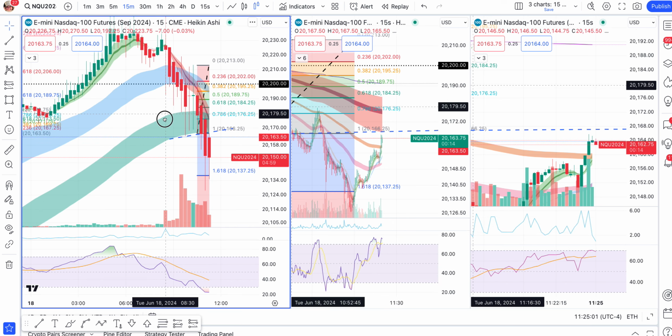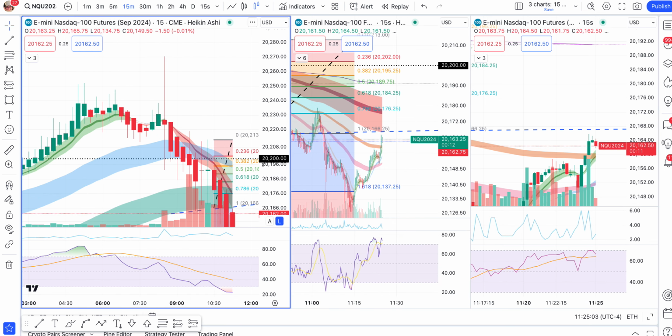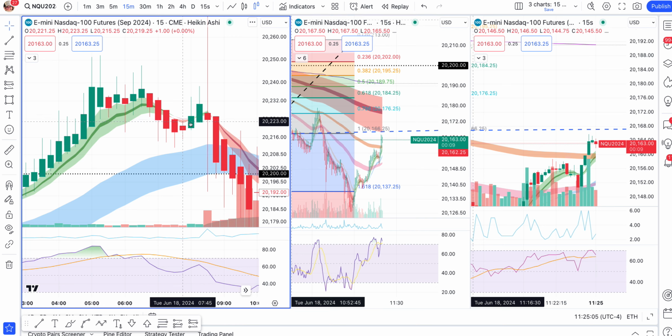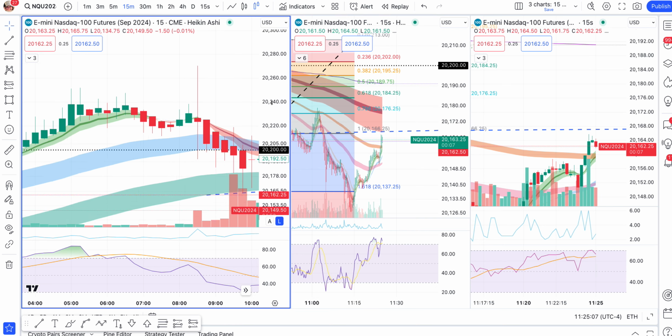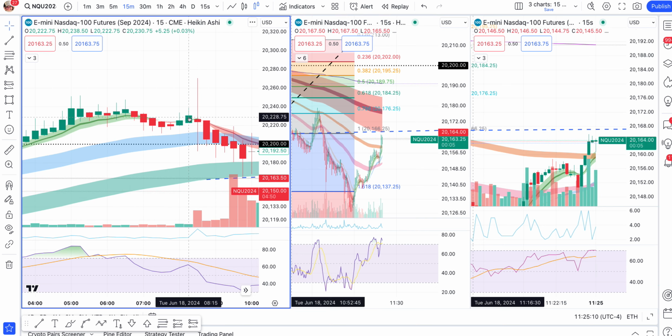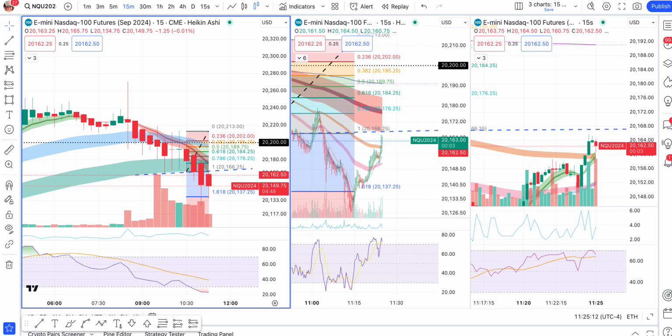There was another one here this morning, and I kind of paper traded it, and it worked out pretty good, although it didn't go too far. But it was right before news, so I had to cut it short. But anyway, yeah, that's really about it.